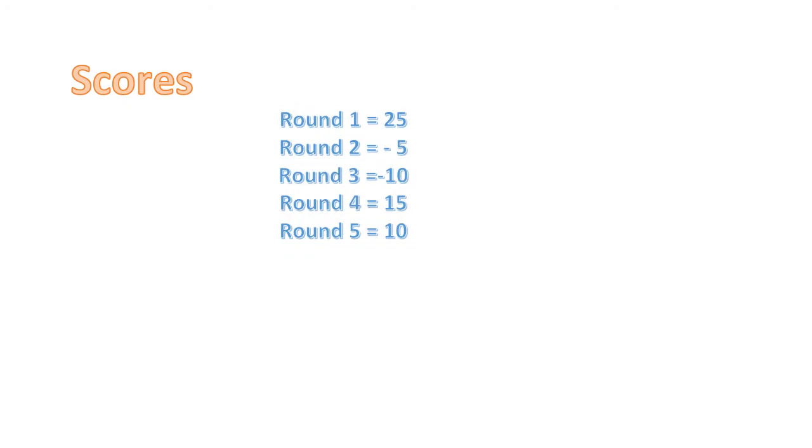The scores are: in round 1, Jack has scored 25. In round 2, Jack has scored -5. In round 3, Jack has scored -10. And likewise in round 4, 15. And in round 5, 10. Right? So now let's see how to calculate the total score.